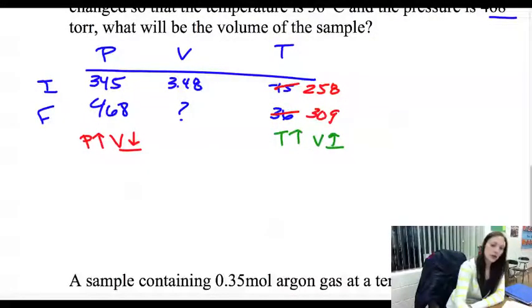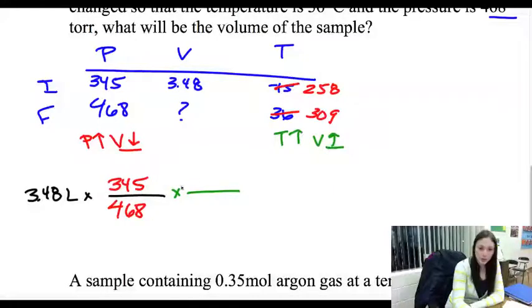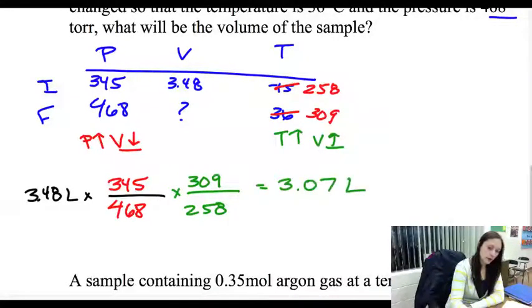So you look at it one at a time. Start out with the 3.48, which is my liters. According to pressure, here in the red, my volume needs to go down. So I need to put my smaller pressure on top and my bigger one on the bottom. Now, according to my temperature, my volume should go up. So my temperature numbers, the bigger one should be on top and the smaller one on the bottom. Just multiply straight across, divide by the bottom, and we get 3.07 liters. Try the last problem by yourself.